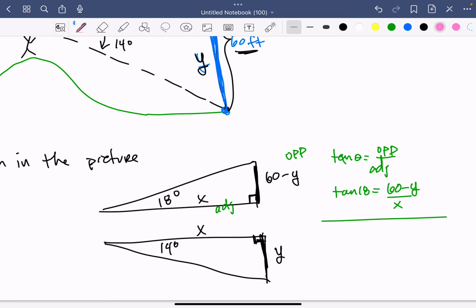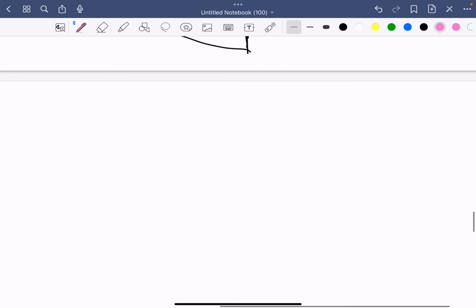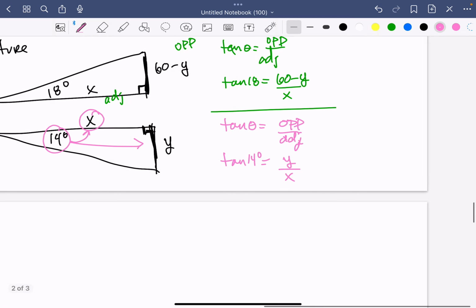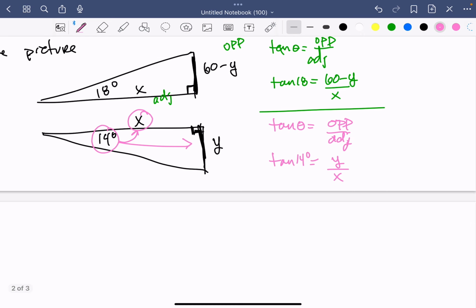Now if I come over here for 14 degrees, this is my opposite, and this is my adjacent. So I have a tangent because I have another opposite over adjacent. And so in this case, we have the tangent of 14 degrees. The opposite is y, and the adjacent is x, right? So notice what I have. I have two equations with both x's and y's in them. So I can solve the system of equations. Let me just stop now. So here are the two things that I know.